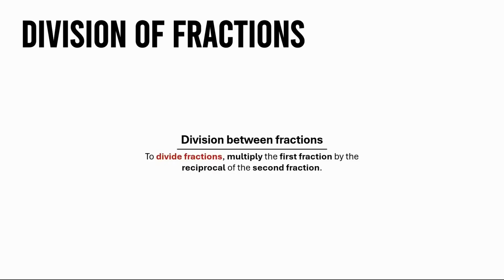Division of fractions. To divide fractions, multiply the first fraction by the reciprocal of the second fraction. The reciprocal of a number is that number written as 1 divided by that number. For example, the reciprocal of 4/5 is obtained by reversing the fraction. The numerator becomes the denominator and vice versa.